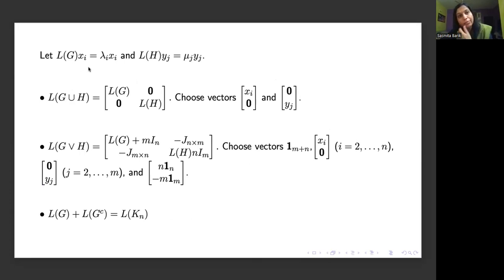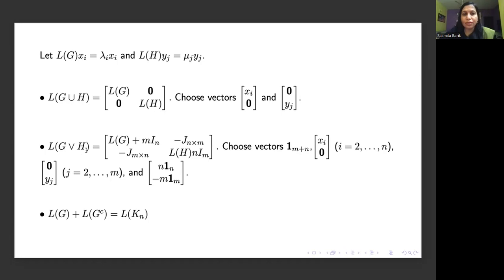Suppose the eigenvector for G is xi, corresponding to lambda i, and yj is the eigenvector for H corresponding to mu j. Then your Laplacian matrix for the union will be a block diagonal matrix. So you can take the eigenvectors as xi and put 0 below. In the first part you take xi, the eigenvectors for LG, so you form this vector, and it will work as an eigenvector corresponding to lambda i for the union also. Taking such eigenvectors, you can get the spectrum as I told.